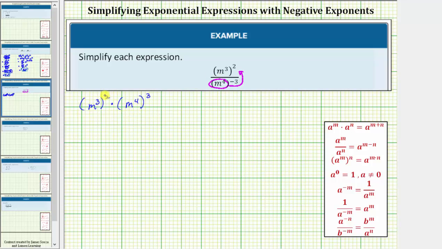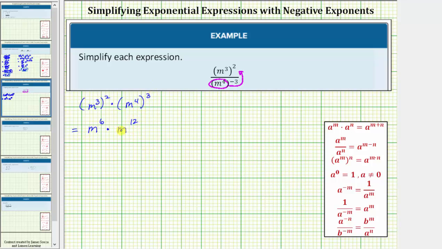Before we multiply, though, we'll apply the power property of exponents, which means when we have powers raised to powers, we multiply the exponents. So m to the third raised to the second power is equal to m raised to the power of 3 times 2, which is 6. So we have m to the sixth times m to the fourth raised to the third power is equal to m raised to the power of 4 times 3, which is 12.